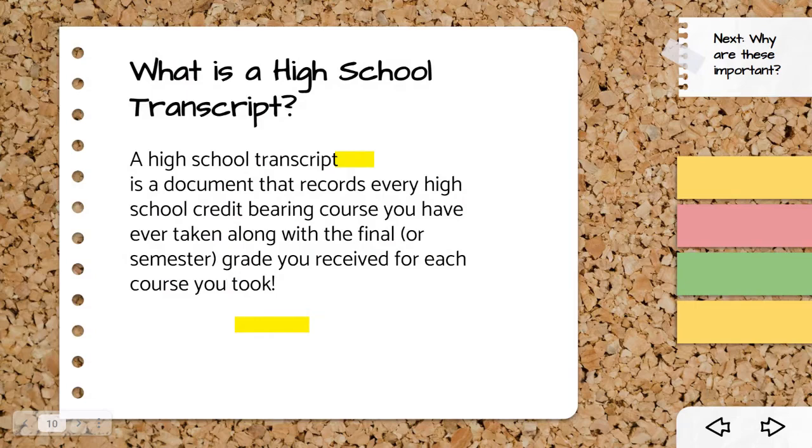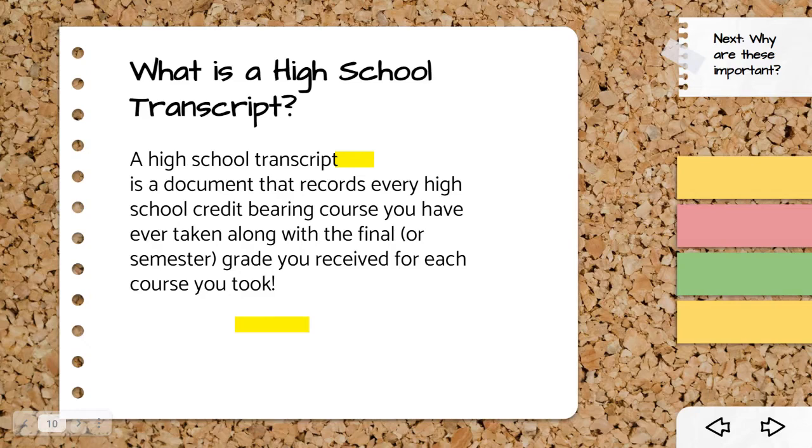So, now we're back to what is a high school transcript. A high school transcript is a document. It has your name on it. It has every class you took in high school, every grade you made. If you take high school classes in middle school, then it also has all of that information.